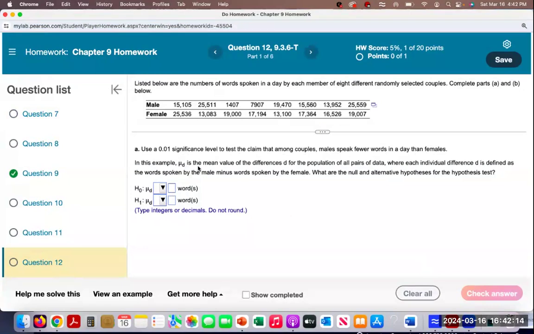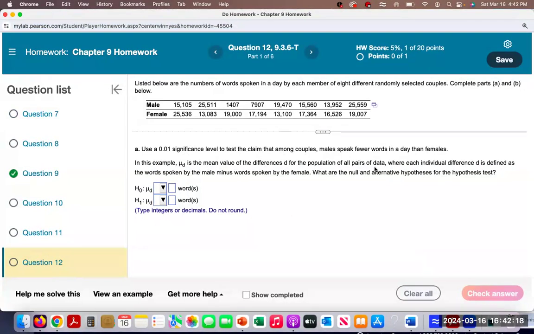Mu subscript D is the mean value of the differences D for the population of all pairs of data, where each individual difference D is defined as the words spoken by male minus words spoken by female. So the claim is that for the population of all couples, males speak fewer words in a day than females. This is expressed in symbolic form as mu of differences is less than 0.